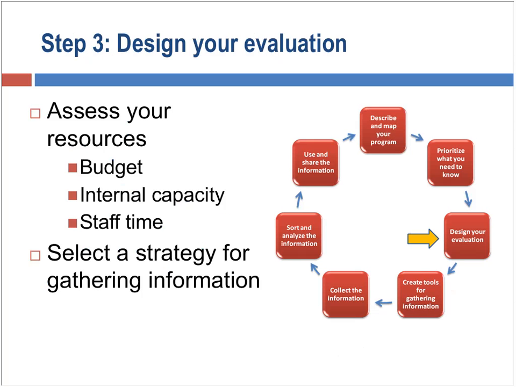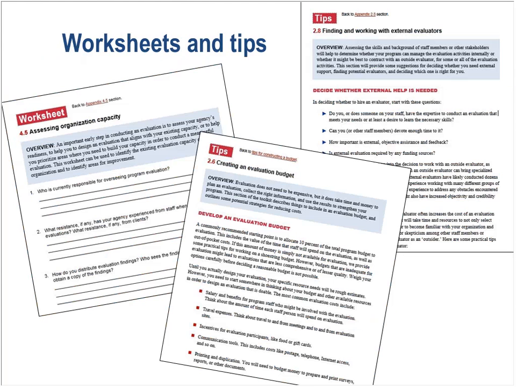And then the third phase is to design your evaluation. So the toolkit will guide you in assessing your available resources for evaluation, which includes budget, internal capacity such as skills and resources and staff time, and help you select the most appropriate strategy for gathering information. The toolkit provides several worksheets and tools to help you assess resources you may already have within your organization. So here's a worksheet to help you reflect on your organization's readiness and capacity to carry out an evaluation, as well as identify gaps in skills or resources.